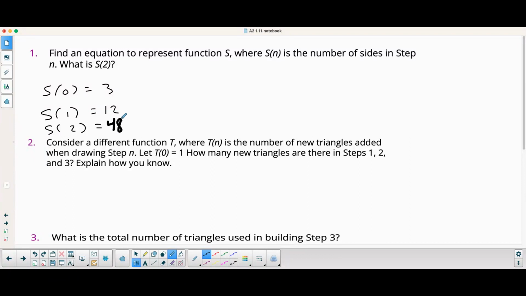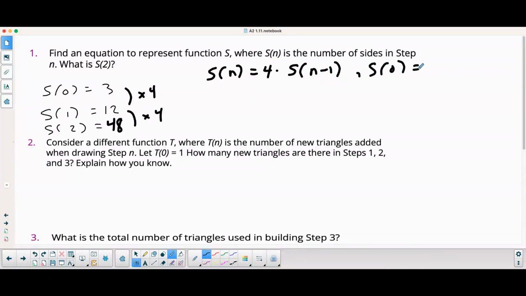All right. So it looks like it's a geometric. It looks like it's times 4. So if I want to do my recursive, S of n, take 4 times the term before it, and your first term, S of 0, is 3. So there's my recursive formula, right? Find the nth term, you take the previous term, times it by 4. Okay, and then we say what we start at.